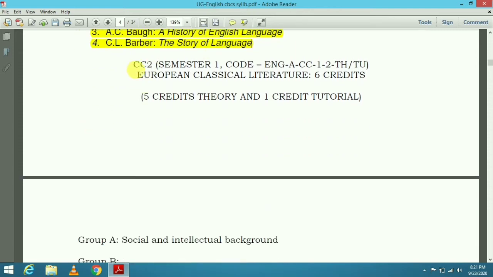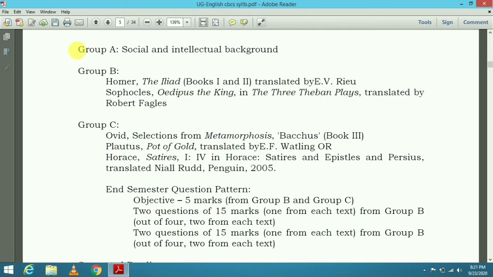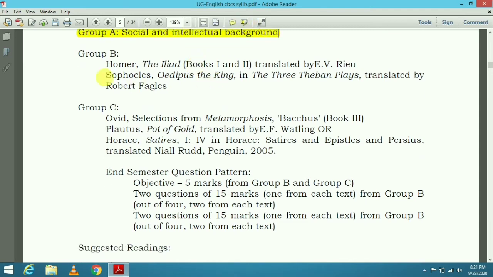Now comes CC2, the core course 2, which is European Classical Literature. Here you have 6 credits, and under these 6 credits, 5 credits are theory, meaning written examination, and 1 credit is tutorial. In Group A, you have to study the social and intellectual background. You have to study only the background.